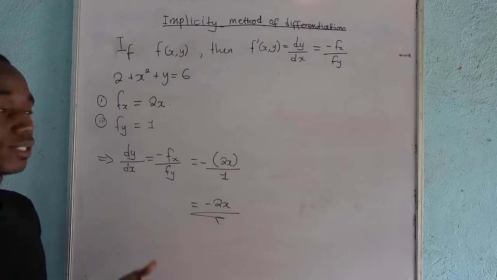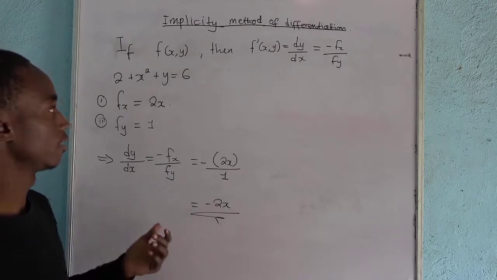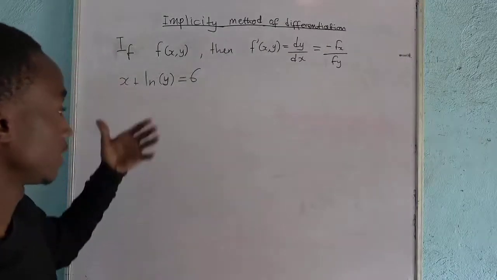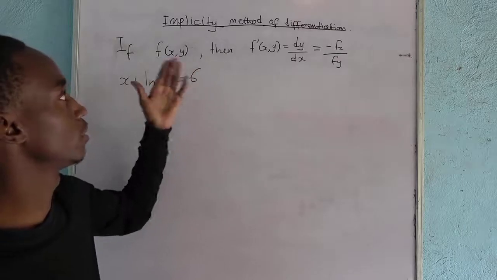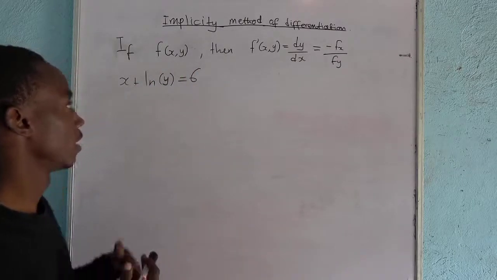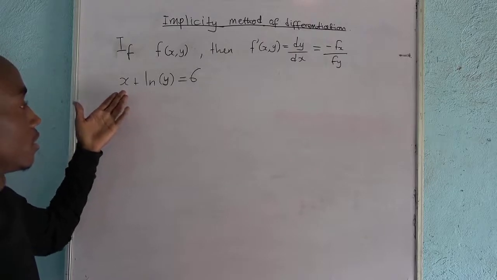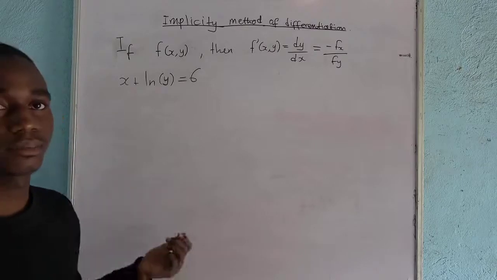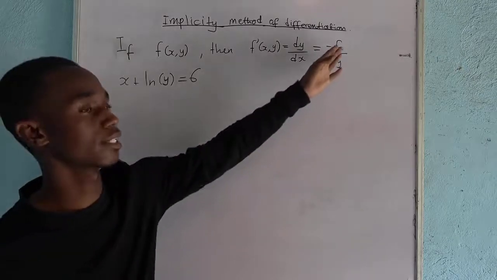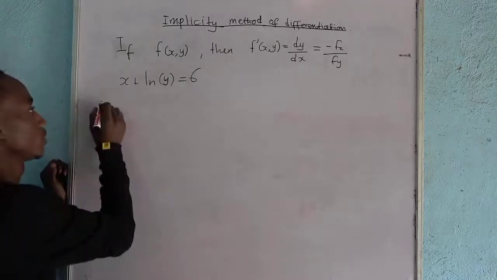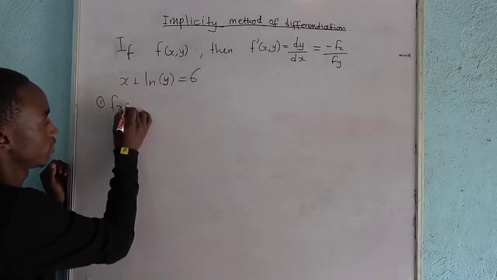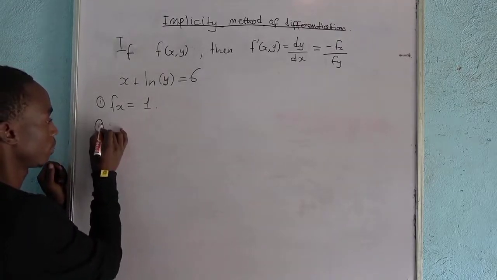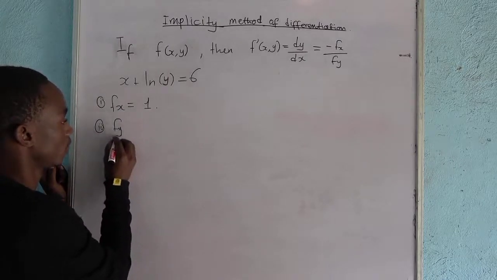Okay, let us look at another example that is slightly different, but still using the same method. Alright, so here's another example that demands the use of the implicit method to differentiate it. So this function here, already you can see it's a function of x and y. Differentiating this one, we use the implicit method. We'll start by finding the partial derivative of this function with respect to x, which is 1, and also the partial derivative of the same function with respect to y.